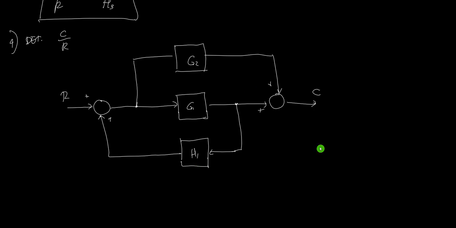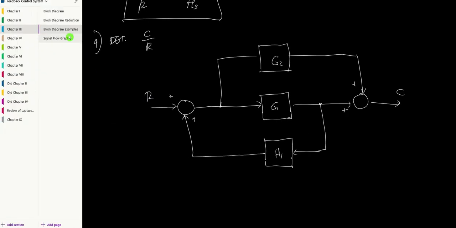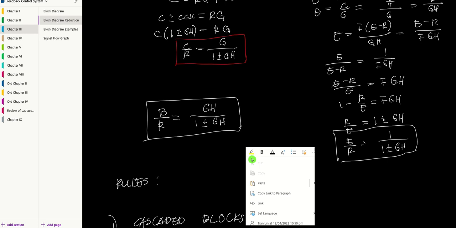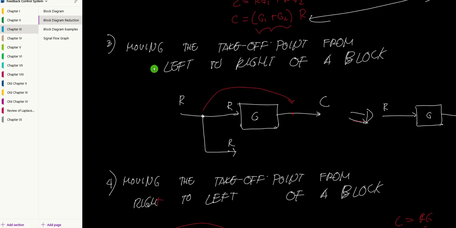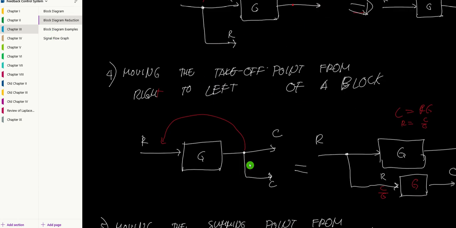Hint, it's harder to move the takeoff point along a summing point. So we can just use the first to move the takeoff point along a block. Why? Because we already did that. We actually derived that here, moving a takeoff point from left to right. So you can use left to right or even right to left.